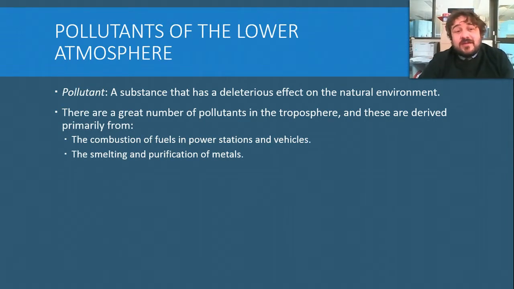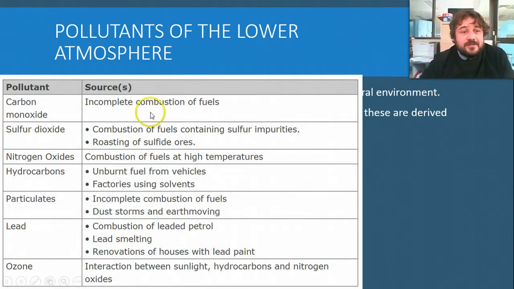So what are the pollutants that we have to deal with? Well, first off, a pollutant is something that has a deleterious, harmful effect on the natural environment, and there's a lot of them. They tend to come from combustion of fuels, smelting of metals, and solvents that we're using. So let's have a quick look at what they are. Carbon monoxide is from the incomplete combustion of fuels. SOx, so all the sulfur oxides, tend to come from both sulfur ores and combustion of fuels. Again, NOx, so SOx and NOx, or the nitrogen oxides, all come from combustion of fuels at high temperatures. With hydrocarbons, they tend to come from unburnt fuels as well as solvents.